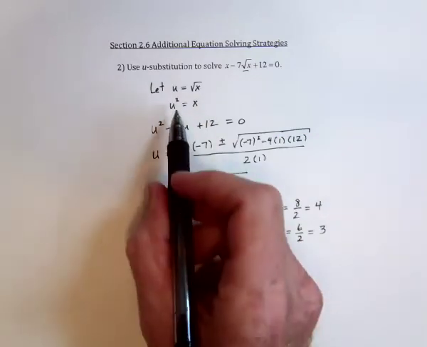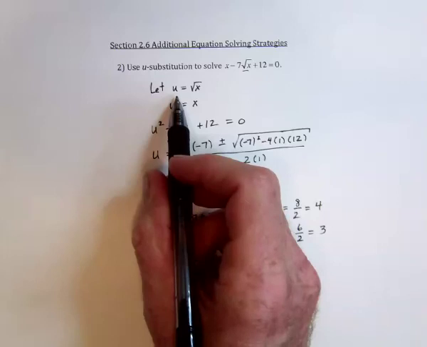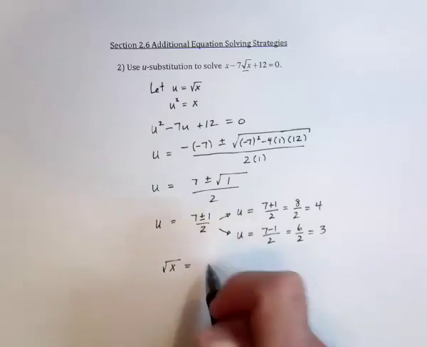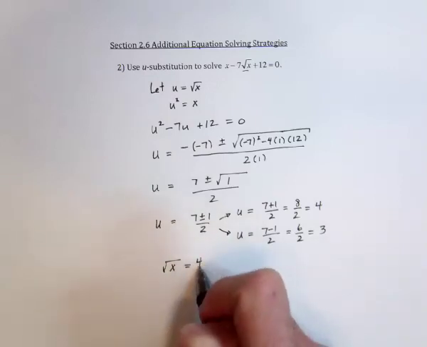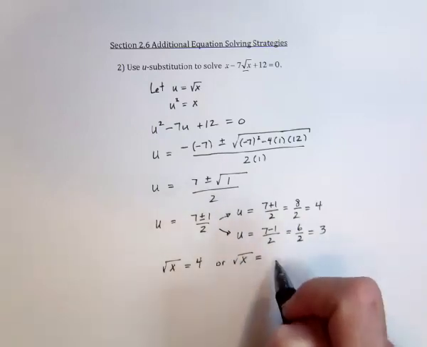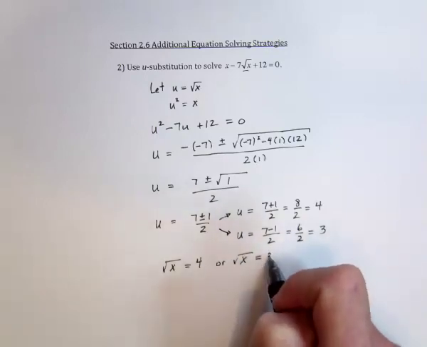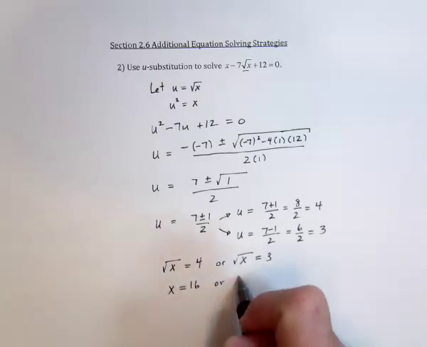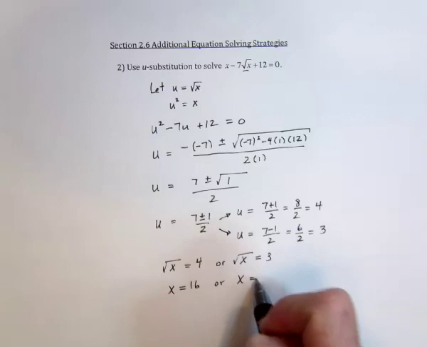So we then need to replace that u is equal to the square root of x. So we've got the square root of x is equal to the answer we got for u, which is 4, or the square root of x is equal to the other value we got, which is 3. Now to solve for x, square both sides. x is equal to 16, or x is equal to 9.